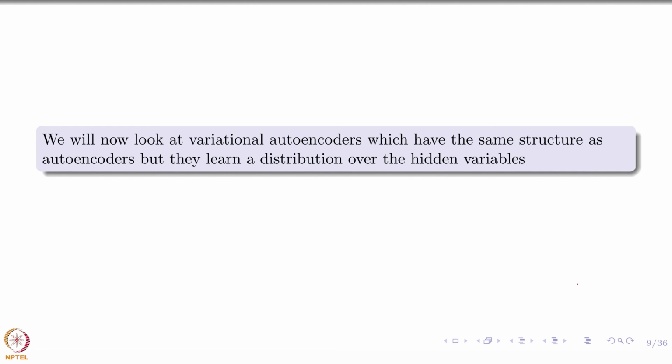What we are going to look at now is something known as variational autoencoders, which have the same structure as an autoencoder, but instead of learning a fixed representation, they learn a distribution over the representation space, right? So now we can have a variational autoencoder, which will give us the two quantities that we are interested in, P of h given x and P of x given h.